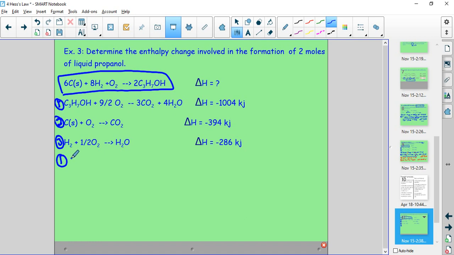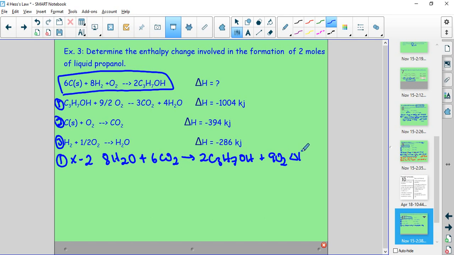So reaction 1 times -2. Now that becomes, remember, we're flipping and multiplying at the same time. So 8H2O plus 6CO2. Okay, enthalpy is now positive 2008. Okay, that should be kilojoules. Don't forget enthalpy, we change the sign and we multiply by 2.